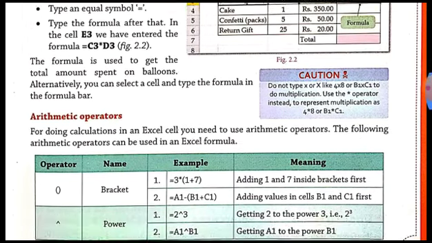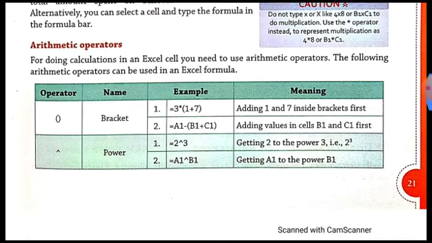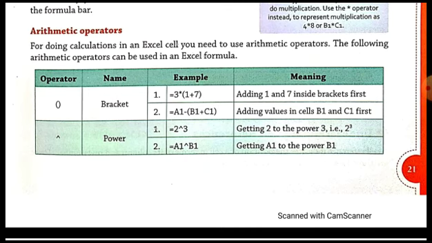You need to use various arithmetic operators. What type of arithmetic operators can be used? Different operators are given here. The first one looks like a 0, its name is bracket. Sorry, it's not a 0, it is a parenthesis.